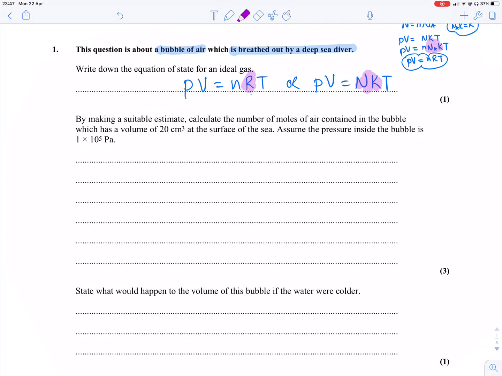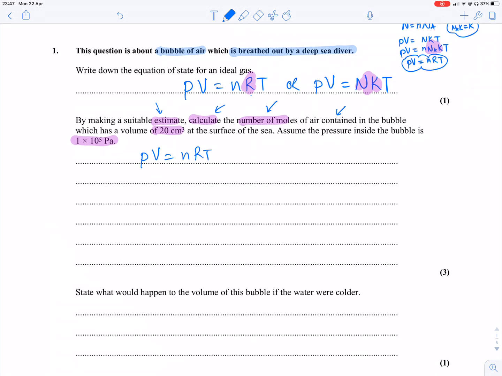By making a suitable estimate, calculate the number of moles of air contained in the bubble, which has a volume of 20 cm³ at the surface of the sea. Assume the pressure inside the bubble is 1 times 10 to the power 5. So it says make a suitable estimate. If we use PV equals nRT, the assumption we're going to make is for the temperature, since we've got the volume and the pressure, and we're going to calculate n.